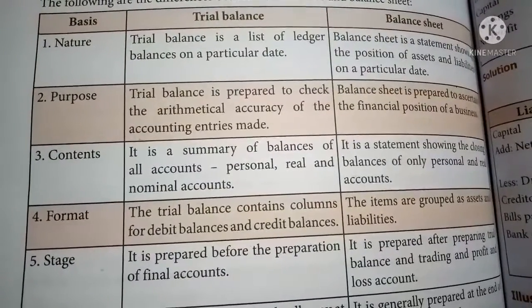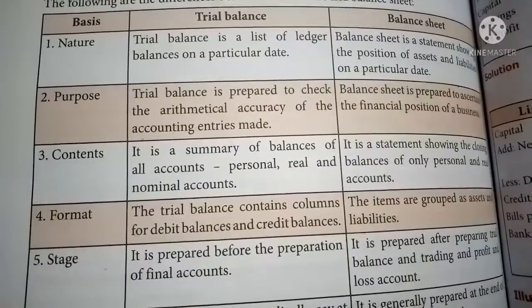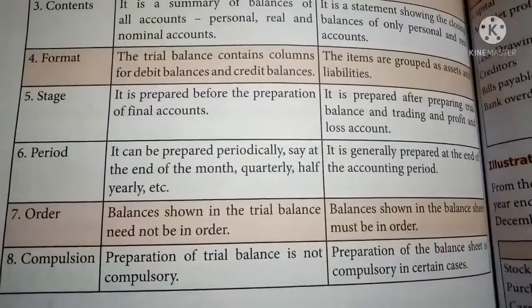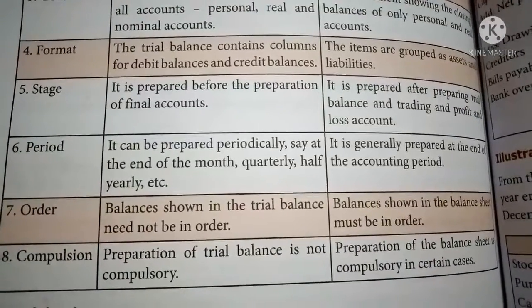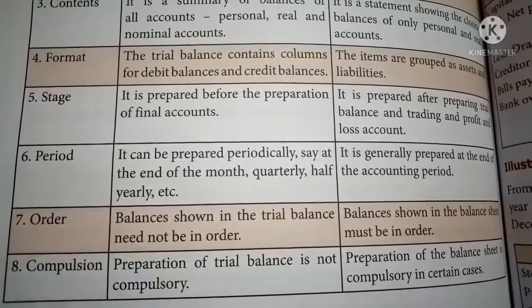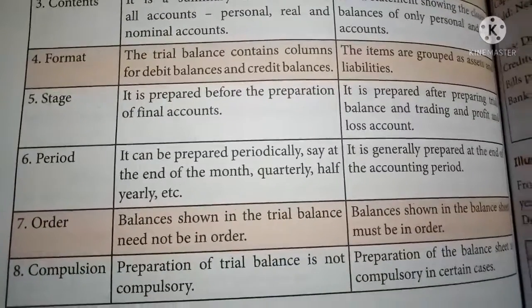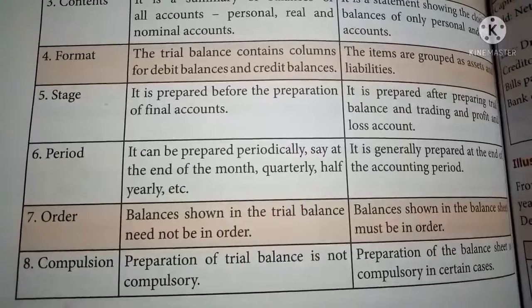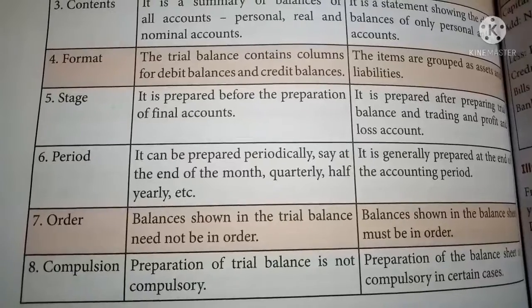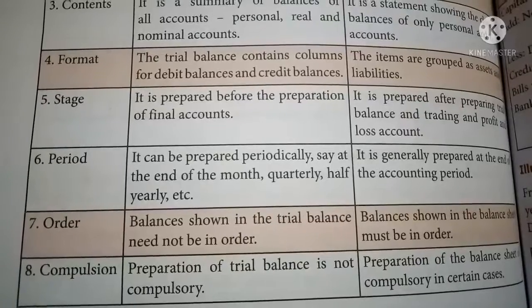Trial balance is to be prepared before preparation of final accounts, but balance sheet is prepared after the preparation of trading and profit and loss account. It can be prepared periodically, say at the end of the month or quarterly or half-yearly or annually, etc. But balance sheet is prepared generally at the end of the accounting period. Order. Balances shown in the trial balance need not be in order. But in the case of balance sheet, balances are shown in a necessary order.